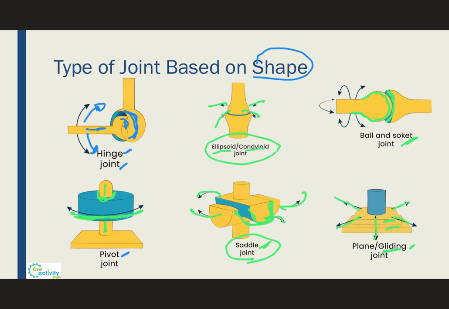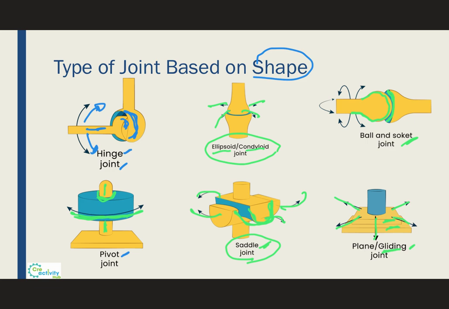Now, as you can imagine, the shape of the joint restricts the movement to very small gliding motions that can be on one or more axes, up to 3 axes, without rotation or any significant bending.